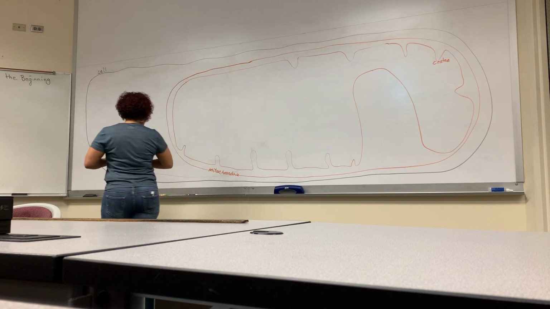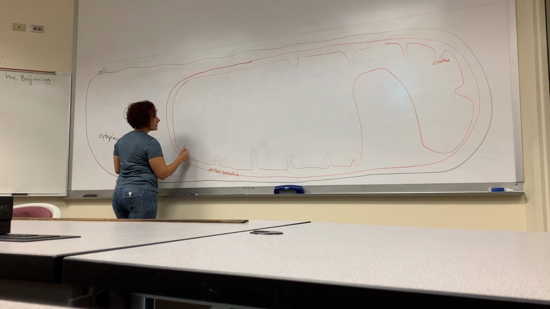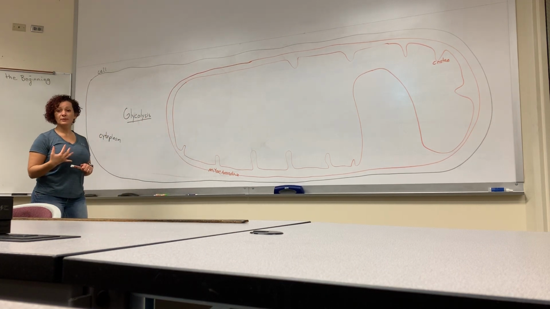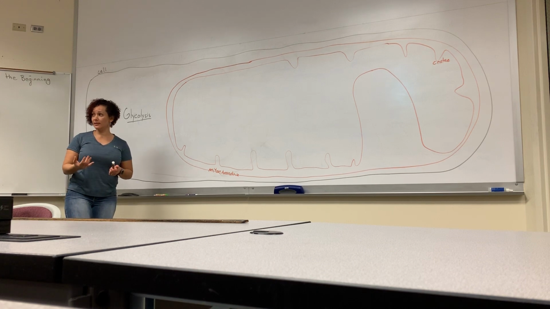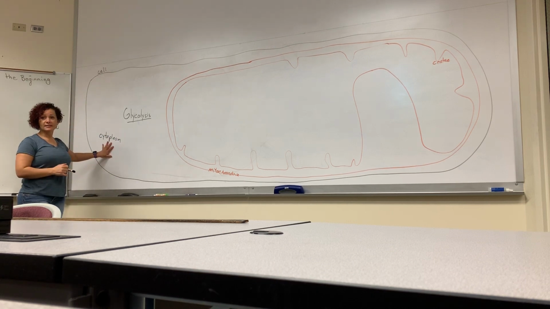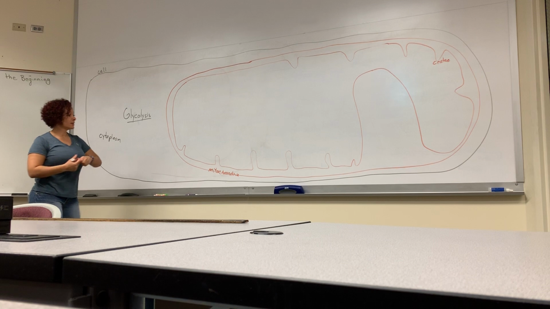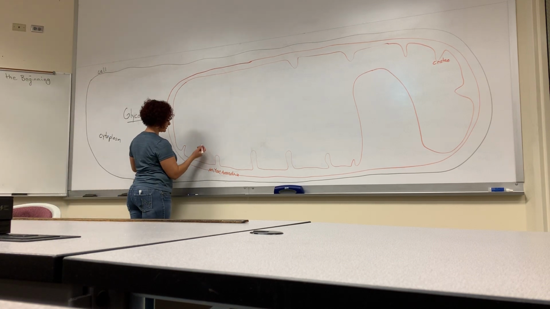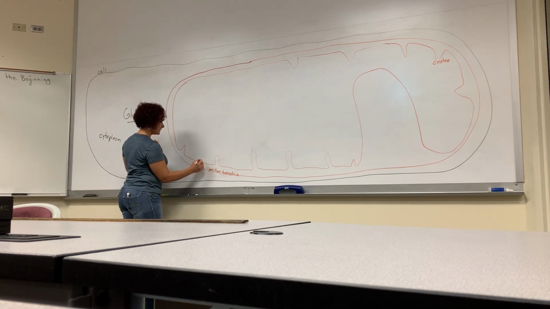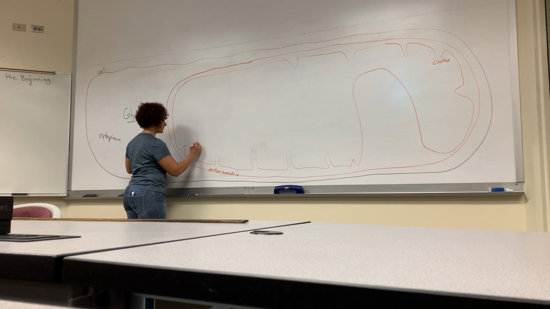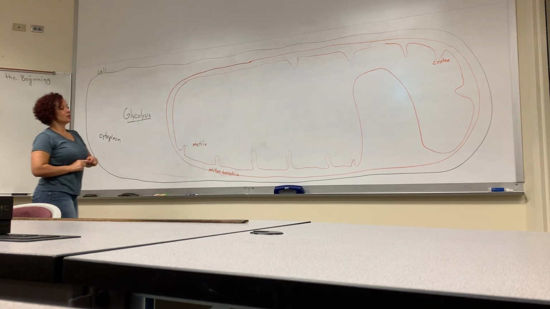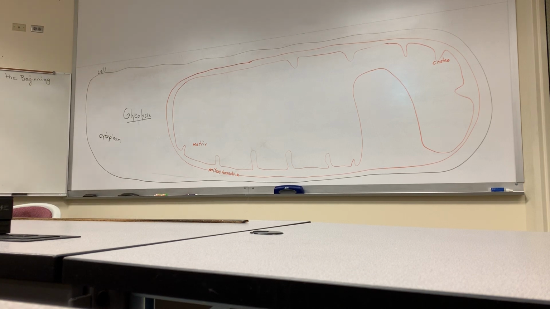Now, inside the mitochondria, you have a semi-fluid liquid. It is called matrix. The matrix is just equivalent to cytoplasm, right? So let's go ahead and label it matrix. I'll go ahead and put it right here, mitochondrial matrix. And then you have your cristae. So there's your nice little structures.